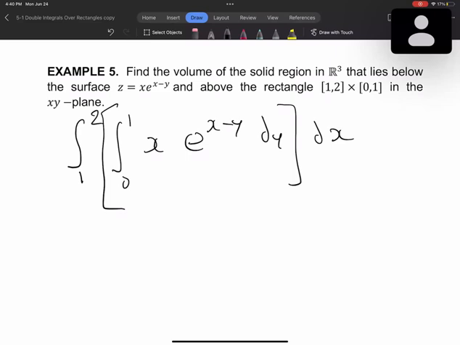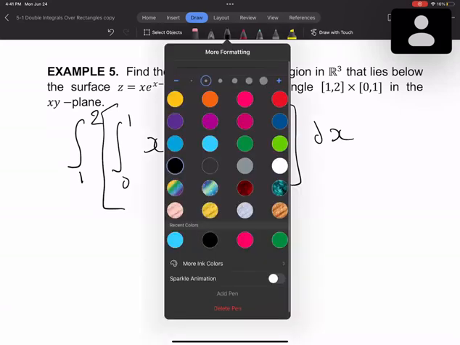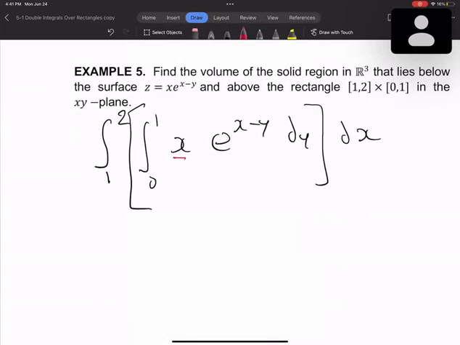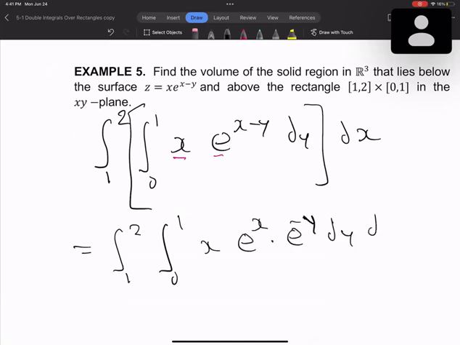So if you do this one, something that we used to do to make our life easier is, if you can split x and y, just split it. For example, this one has x, this one has x, and this one has x, but I can split this one. Look at what I'm going to do. So integral between 1 and 2, integral between 0 and 1, x e to the x times e to the minus y, dy dx.